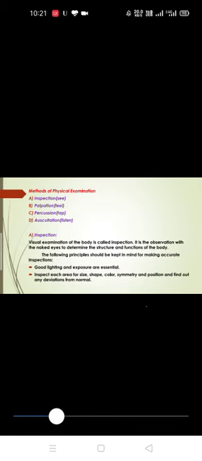So inspect each area, suppose eyes. For eyes, we have to observe everything: its size, its shape, and its color. If it's symmetrical or not, everything we have to observe, so that we can find out if there are any abnormalities. Then the third point is, if necessary, we can also use additional lights for examining the body cavities, like for observing oral cavities, we have to use additional lights for examining it properly.